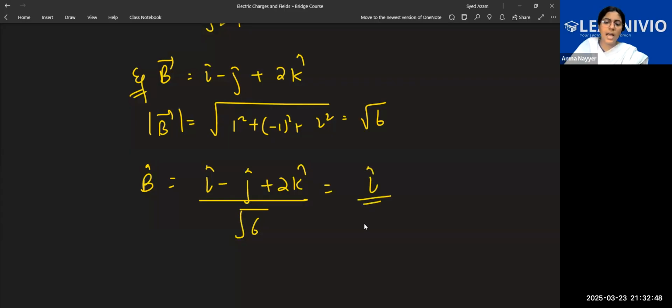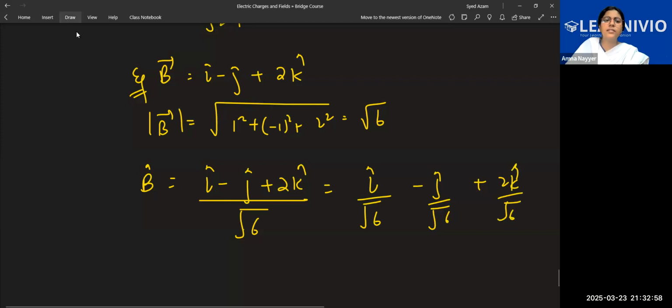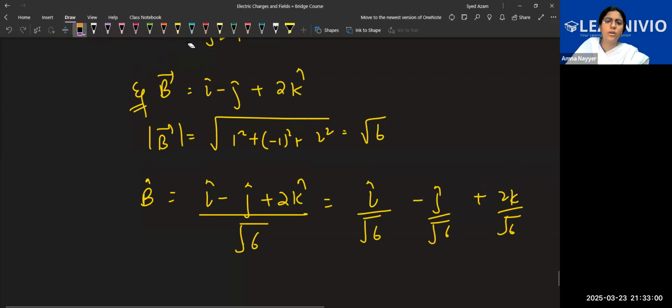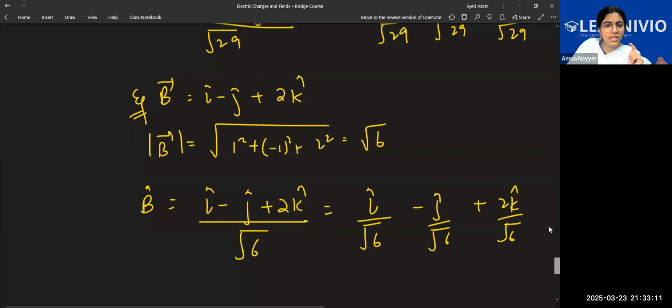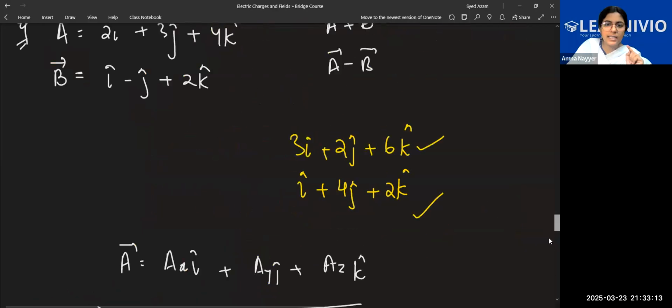So this will be i cap by root 6 minus j cap by root 6 plus 2k cap by root 6. Even if we write this together, that is also fine. If you separate all these, if you want, that is also correct. Okay. So magnitude and unit vectors, you've understood? Yes, ma'am, understood. Okay, first write it till here, then I'll give you a question to practice from here.